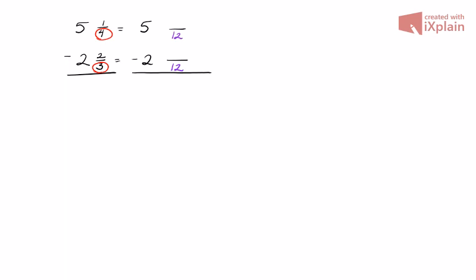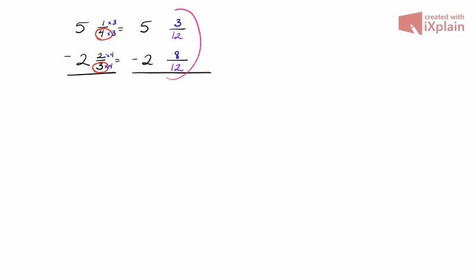In order to make a 3 into a 12, I'm going to have to multiply it by 4. So that means its numerator will also have to be multiplied by 4. That's going to give me 8. And likewise for 4, in order to make it a 12, I'm going to have to multiply that by 3. So the top has to be multiplied by 3.